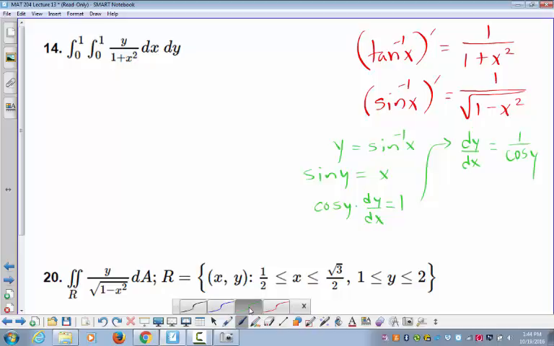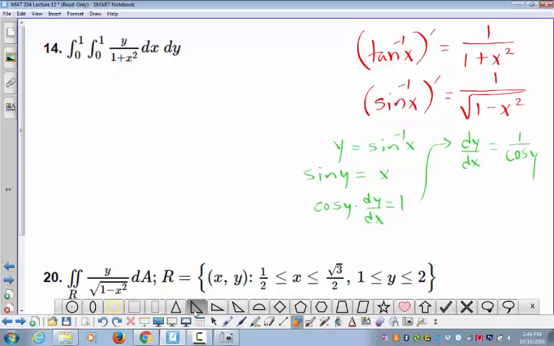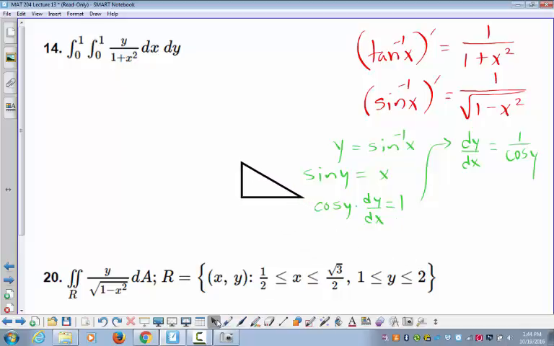We're trying to find the derivative with respect to x, so we should end up with x's, not y's. So we come back up here, and usually the way you're taught in Calc 2 is to build a triangle. You could also use the Pythagorean theorem. Typically, we would build a triangle that demonstrates that relationship, x equals sine of y. So this angle is y, and sine of y is opposite over hypotenuse. That forces this side to be the square root of 1 minus x squared. So cosine of y is adjacent over hypotenuse, so that's 1 over the square root of 1 minus x squared.